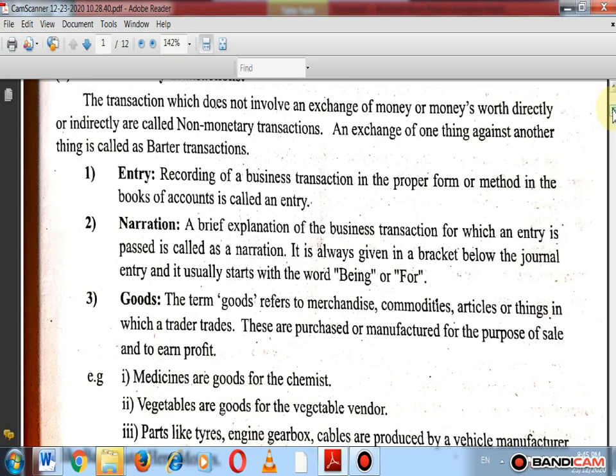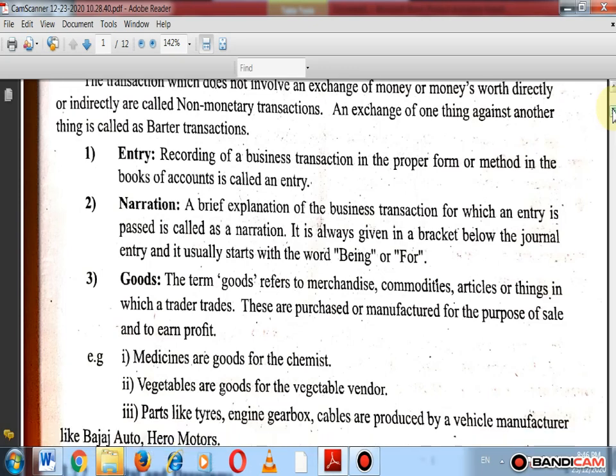So, purchase of goods. We make an entry: purchases account debit to cash account. We purchase the goods, purchases account debit to cash account, and here we write a narration for this transaction: being purchase of goods for cash amounted to rupees 15,000. So this is called narration.